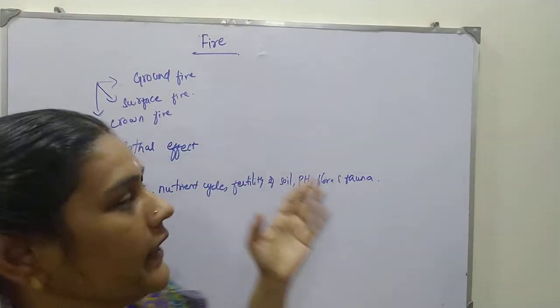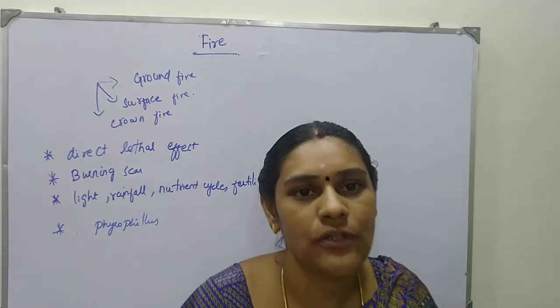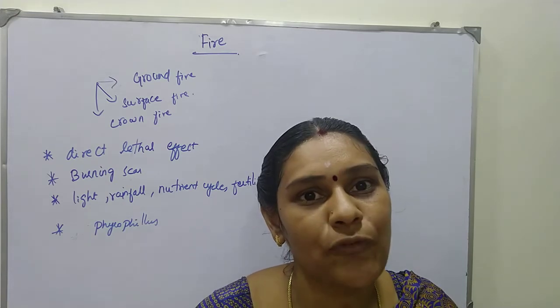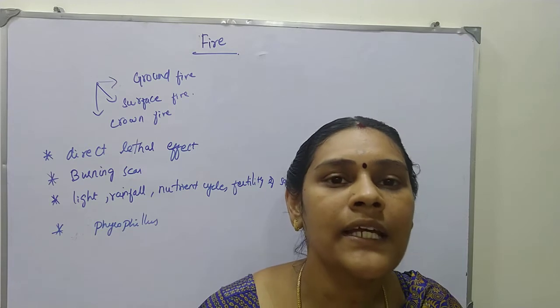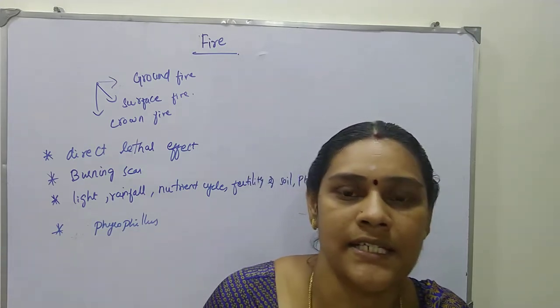This video is about the ecological factor of fire. Fire is actually an exothermic factor. Why is it called an exothermic factor? It is formed by combustion. Combustion means burning. By burning, the fire is formed and it gives heat and light.